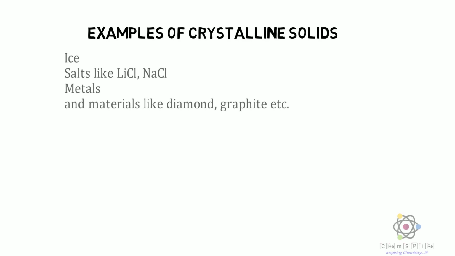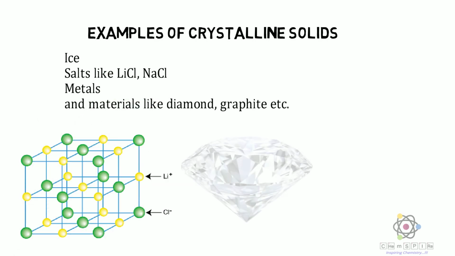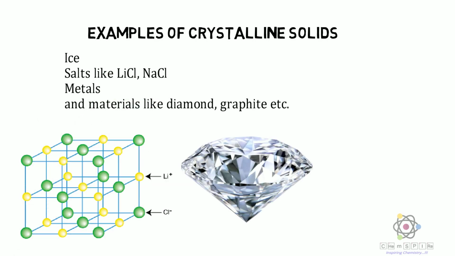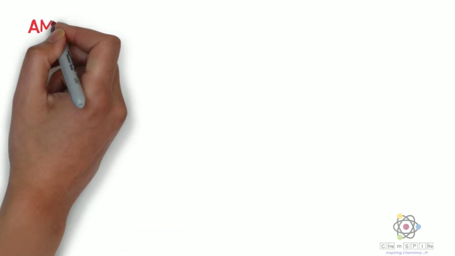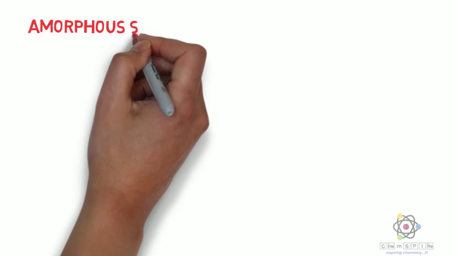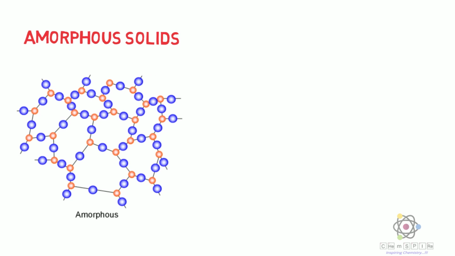What are the examples of crystalline solids? Ice, salts like lithium chloride and sodium chloride, metals, and materials like diamond, graphite, etc. So here is a lithium chloride crystal, diamond, and the structure of graphite. The next is amorphous solid. This is how amorphous solids look.